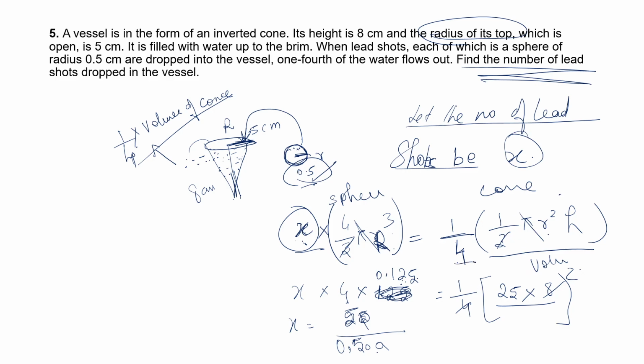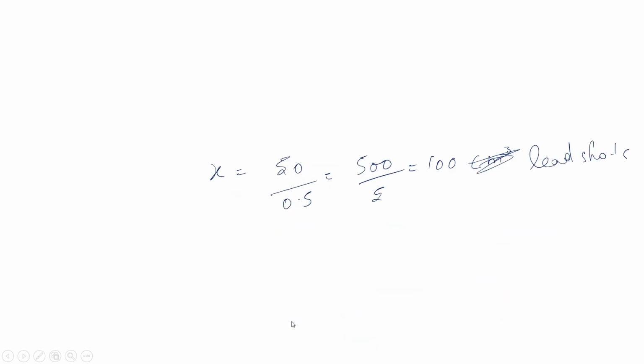So the volume of the sphere should be equal to 1/4 of the volume of the cone pouring out, right? From this, if you do the calculation, we are finding the value of x. So if you are dropping 100 lead shots, then 1/4 of the volume of the water will pour out. That is the answer.